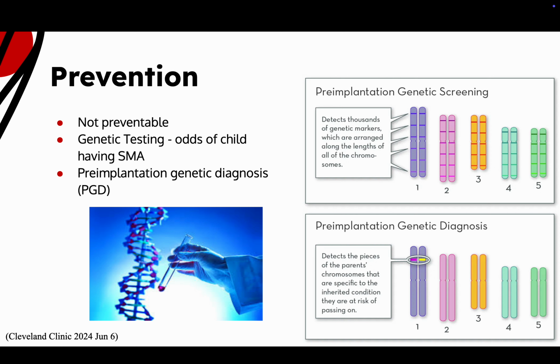You can take genetic testing to see what your odds of having a child with SMA are. Pre-implantation genetic diagnosis is when you identify embryos that don't have the mutated gene, and then you can take those embryos through IVF and get your child that does not have the SMA gene.